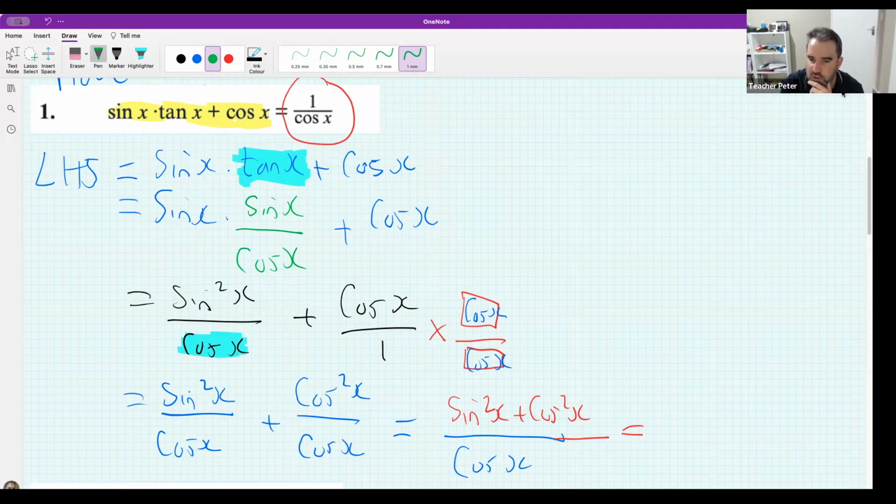Siem Tanda, what do you think we should do? Can you hear me, sir? Loud and clear. So basically sin squared x plus cos squared x changes into 1, so it becomes 1 over cos x. And that's exactly what we were hoping for. Perfect. And then all you do is you just say is equal to the right-hand side, and then you're golden.